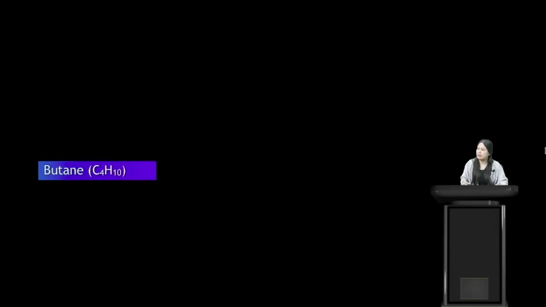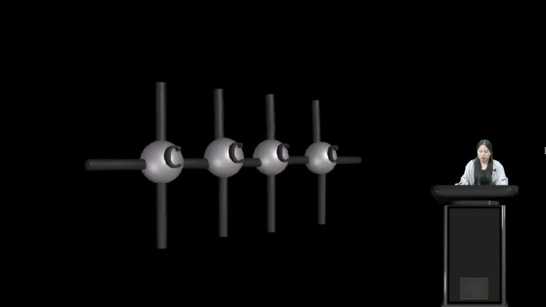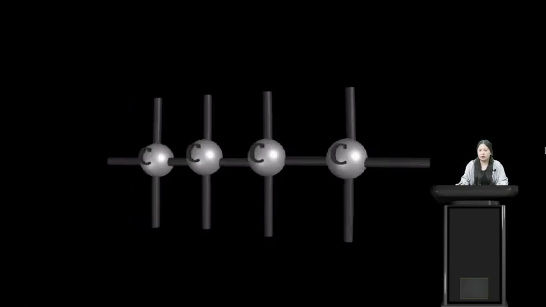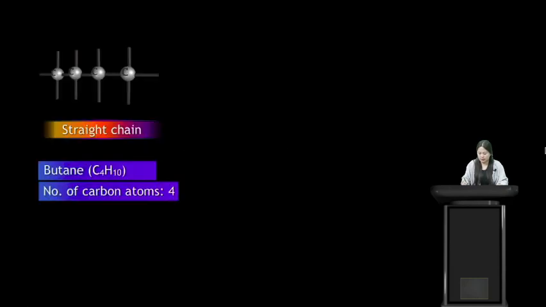Now let us take another example, butane. In butane, the number of carbon atoms is 4. So this is the first structure. It is a straight chain structure of butane. So this is straight chain.